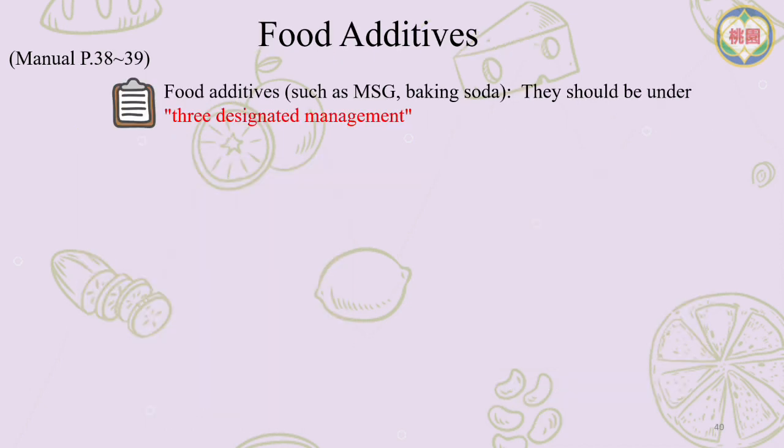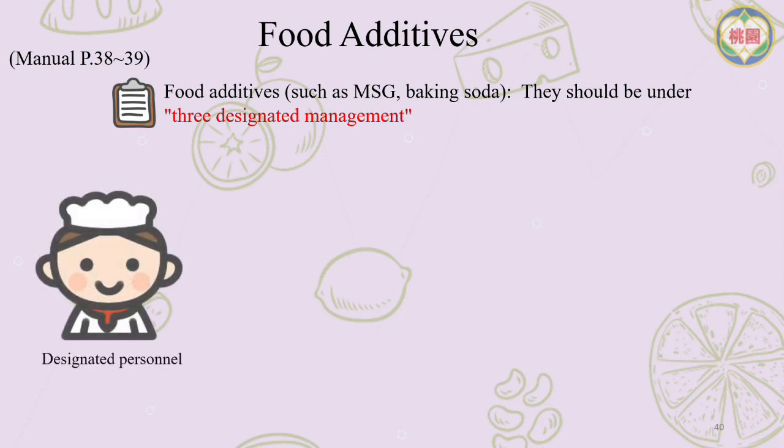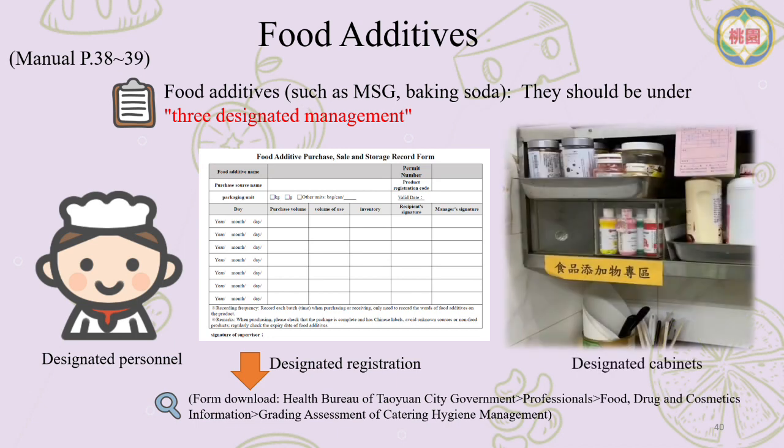If the catering industry uses food additives such as MSG, baking soda, or essence, they should abide by the 3 designated management and store them properly with special personnel, special books, and special counters, and the amount and scope of use must comply with regulations.